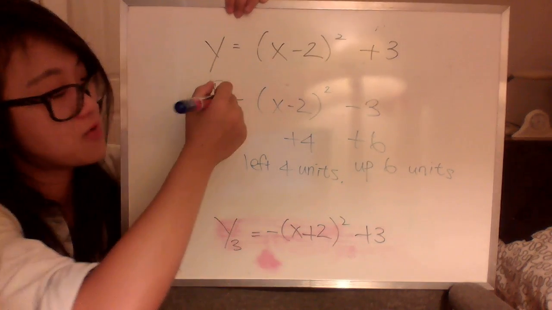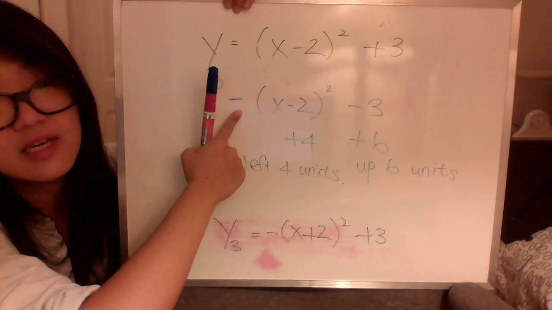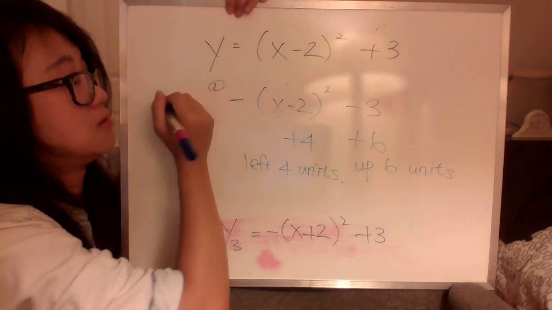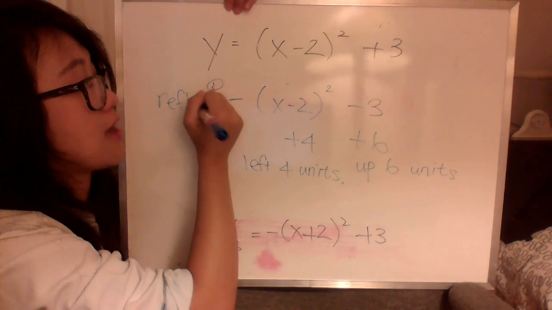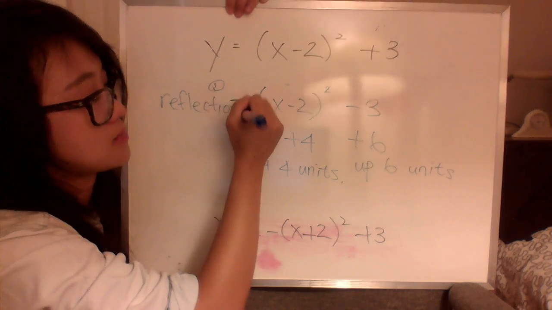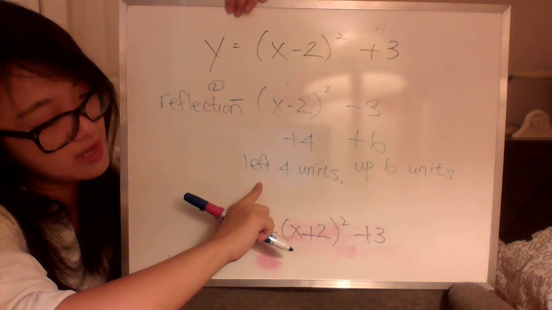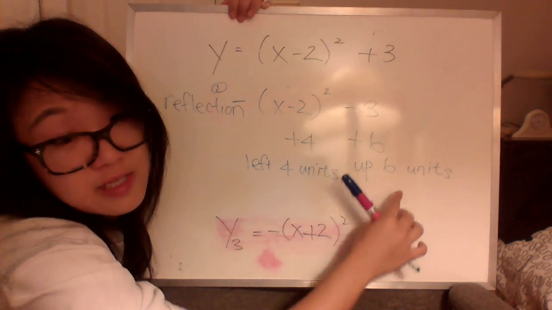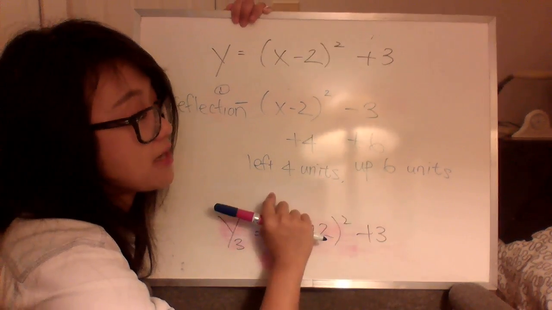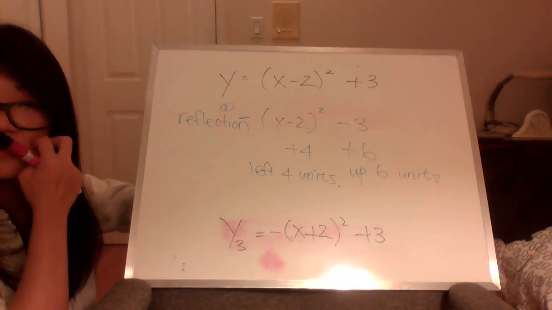So what happened? Number 1, first step is that there is a reflection in the x-axis. Then it's moved to the left 4 units and then up 6 units. The order of these two does not matter. And that's the answer for that one.